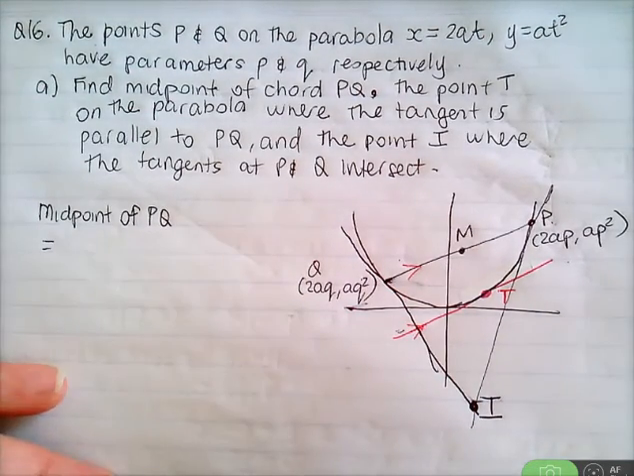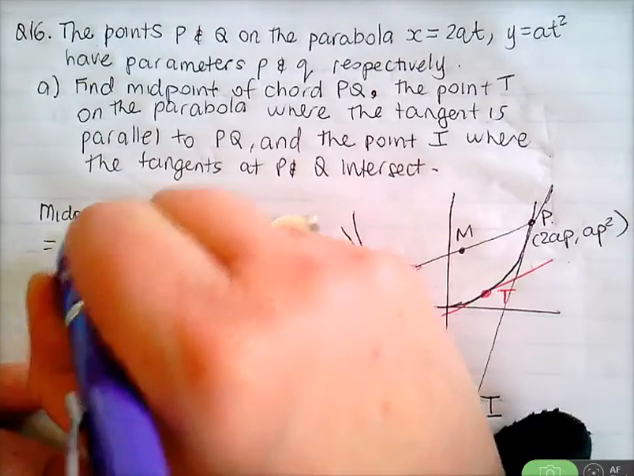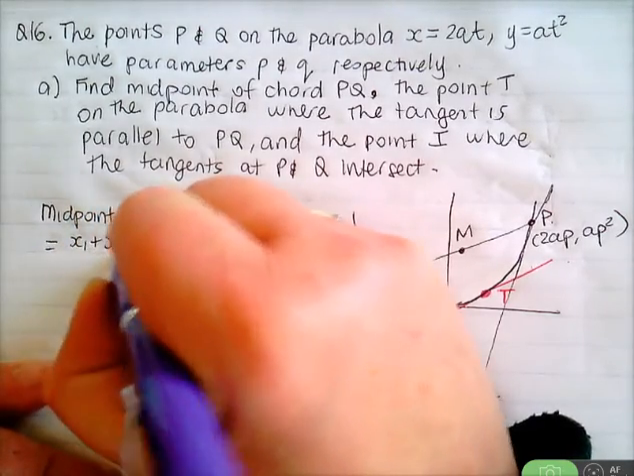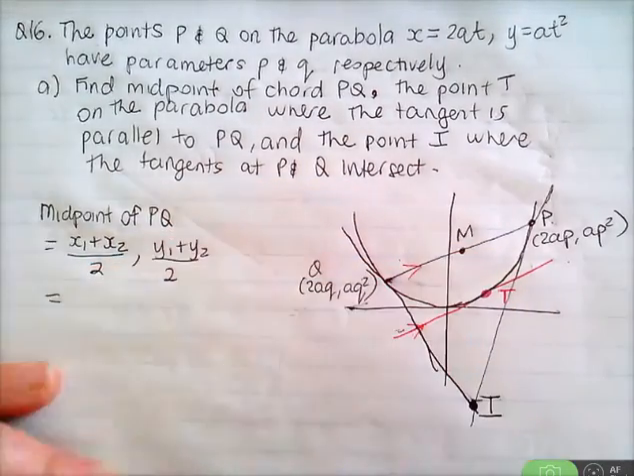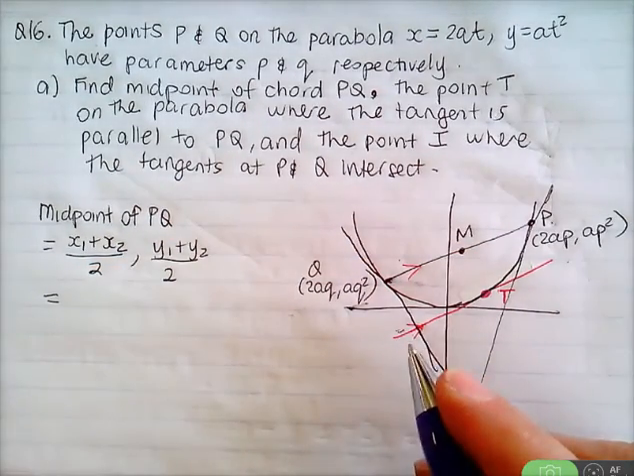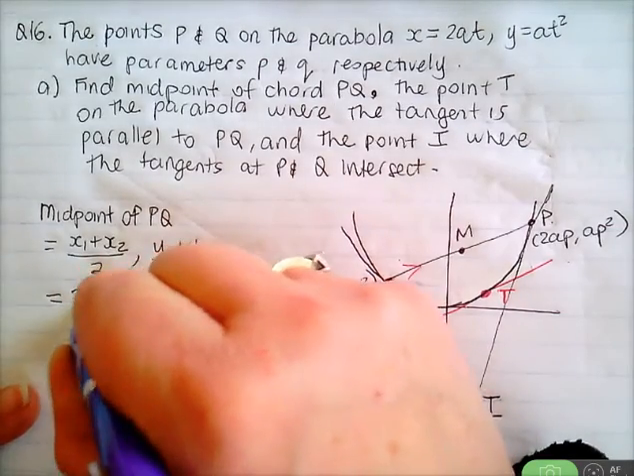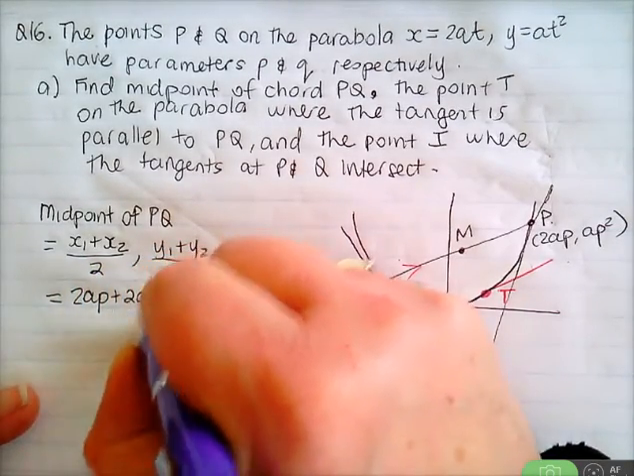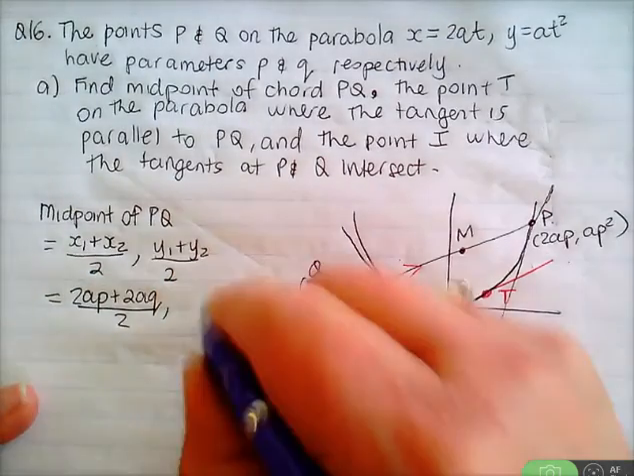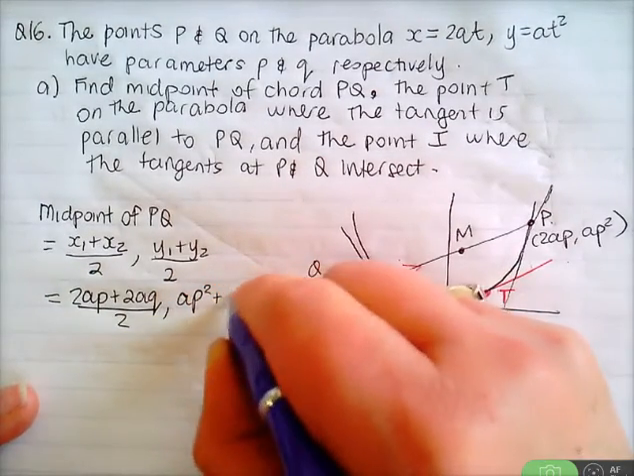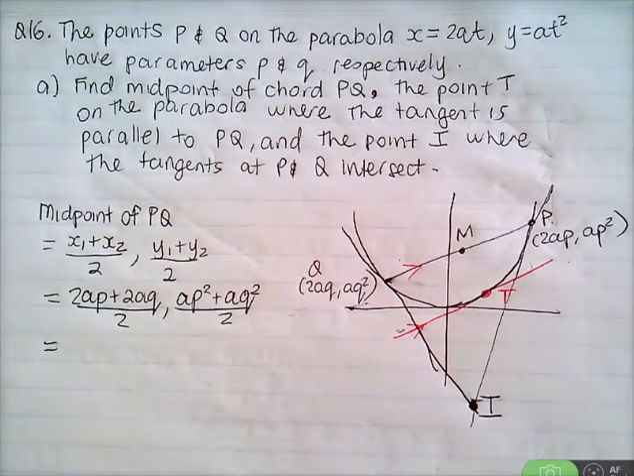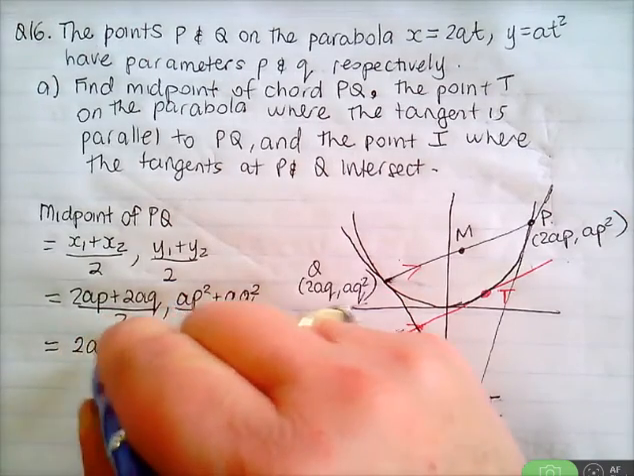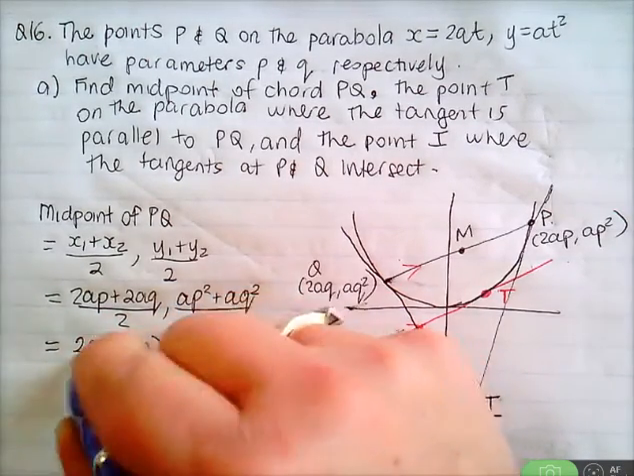Right, go. Add the X. Midpoint: X1 plus X2 over 2, Y1 plus Y2 over 2. Right, what have you got? I like to add the P before the Q, please. 2ap plus 2aq on 2. Y values together. All right, we can do some, you could factorize out the 2a. We're just going to make it look a bit neater and put it over 2.